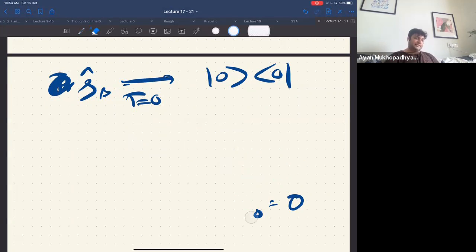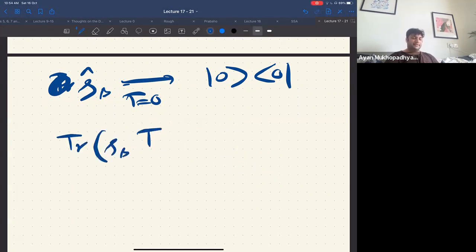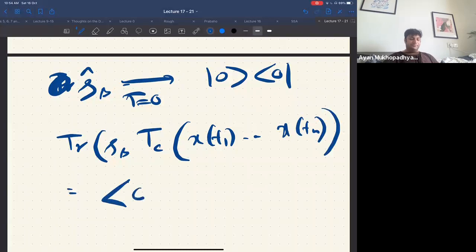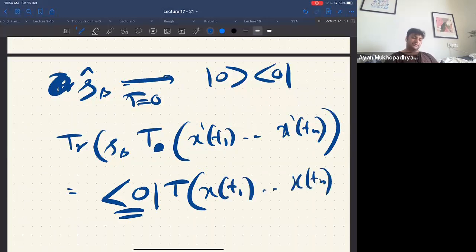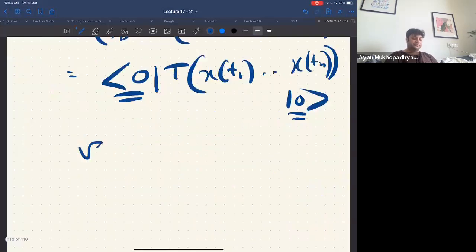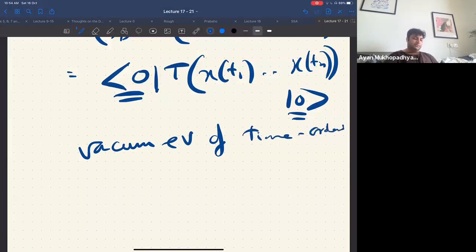So essentially, what we're doing, the trace rho beta and the contour-ordered product of x(t1), ..., x(tn), simply becomes the exact vacuum. This is the exact vacuum, not the perturbative vacuum. It's simply the vacuum expectation value of the time-ordered product. Here, of course, I'm assuming all of them are on the one contour, the top contour. So the usual time-ordered, and then the exact vacuum expectation value, right? So it is equal to the vacuum expectation value of the time-ordered correlator. Okay. So this is what we are interested in.